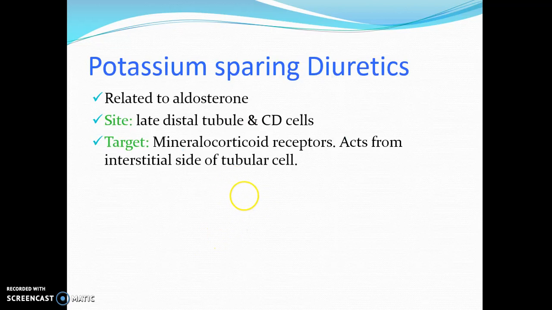The next group is the potassium sparing diuretics, in which we have two groups of drugs. The first is aldosterone antagonist, and the second is the directly acting agent. The first is aldosterone antagonist. The example is spironolactone. It is related to aldosterone. The site of action is the late distal tubule and the collecting duct. The target is the mineralocorticoid receptor, and it acts from the interstitial side of the tubule.